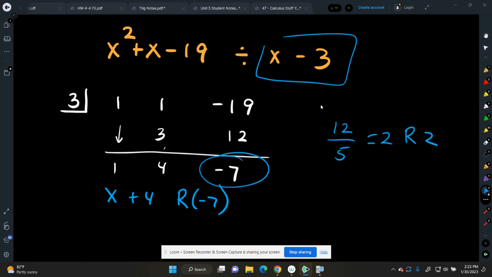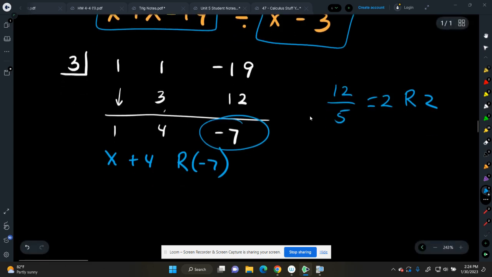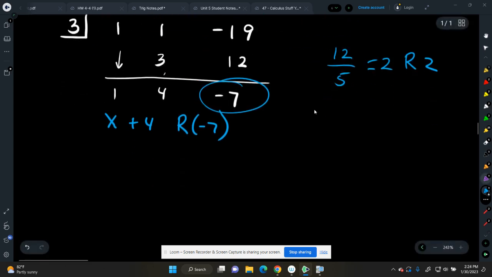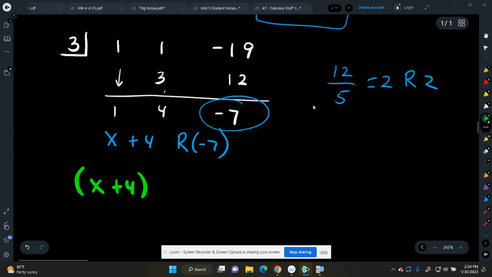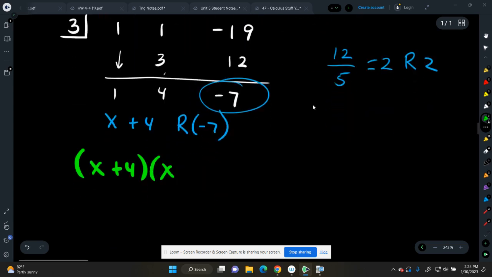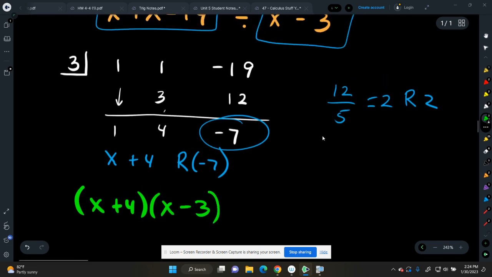Since I had a remainder, x minus 3 does not go into x squared plus x minus 19 evenly. There's a remainder. Just look up here a minute because I want to show you, and then I'm going to let you work on your homework the rest of the period. If I did x plus 4 times x minus 3, we would get x squared plus 4x minus 3x minus 12.